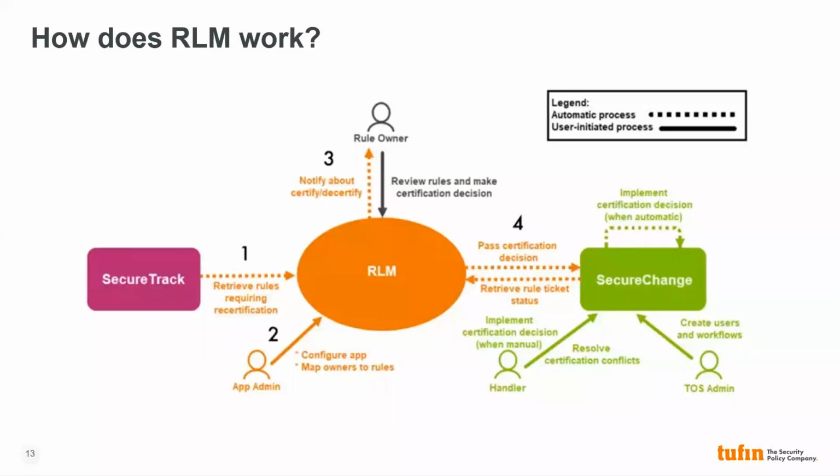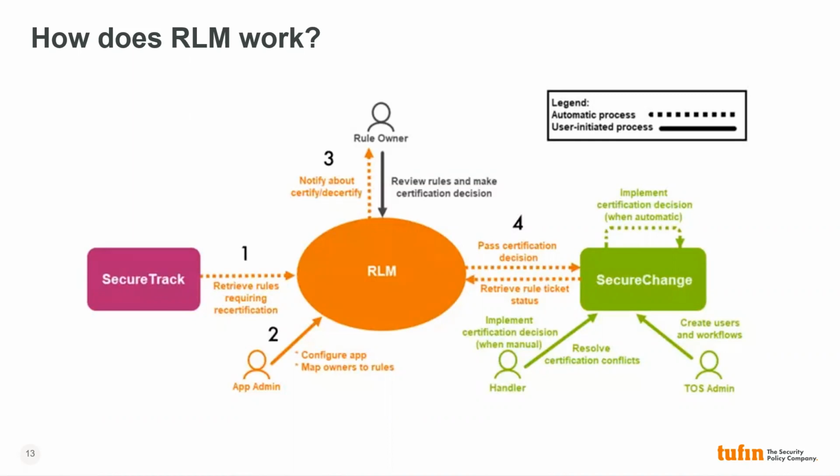So it goes back to the RLS, back to secure change. Secure change will then, through an automated workflow, disable the rule, and also within the metadata, mark the rule as decertified. So when we look at it later on, we'll say, oh, this rule is disabled because it's decertified. So we have that evidence as well.